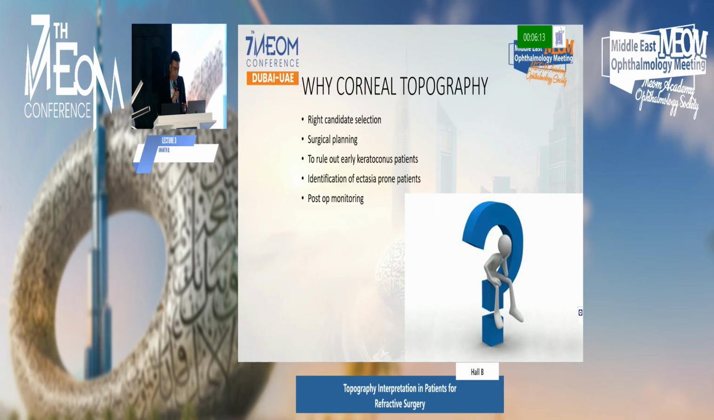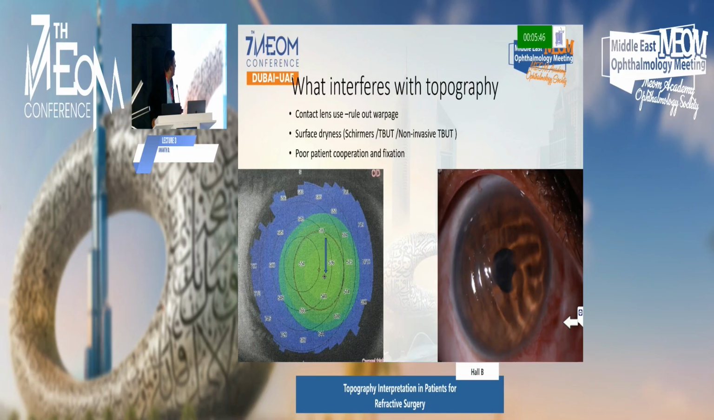Why corneal topography? Because we need to select the right candidate for refractive procedure. There are varieties of refractive procedures. We need to plan the procedure properly. We need to rule out the keratoconus patients. If we detect early keratoconus patients, we need to plan an extra procedure. We need to identify the patients who are more prone to ectasia, and we need topography to monitor the patients post-operatively if they do complain.